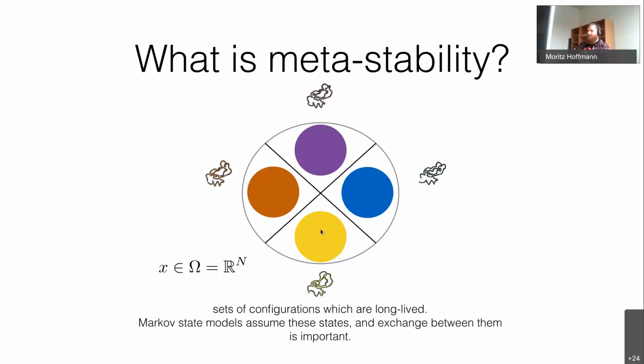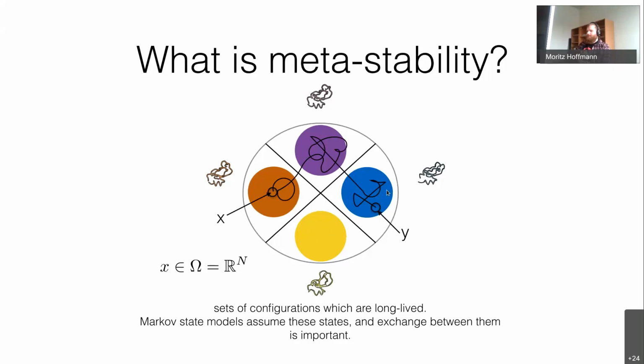We have these four states, and they somehow live in Euclidean space, R^n. And these configurations are long-lived, and we want to find these long-lived configurations, and long-lived means metastable in this case. So it's not stable, but eventually it changes, but it stays there for a longer period of time. So we start in some state X, and then maybe we transition to purple, and then go to blue. And this would be a state transition with an intermediate purple to Y. This is something we could study with Markov state models.